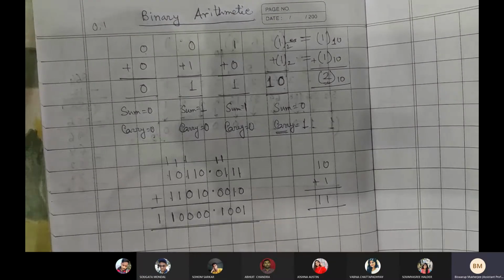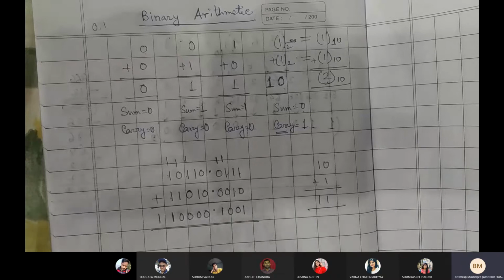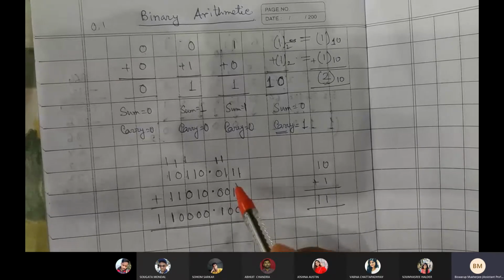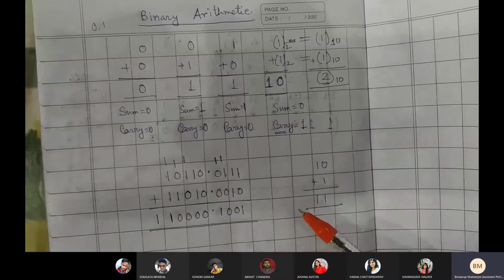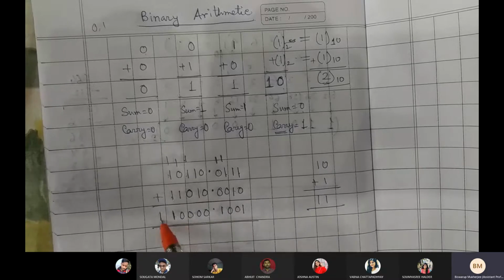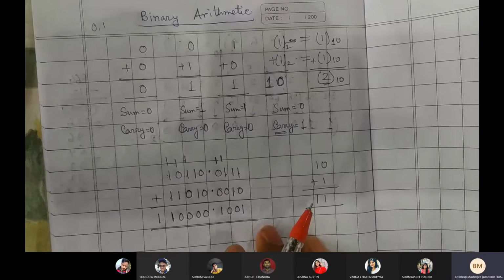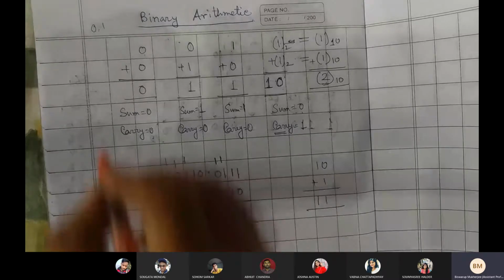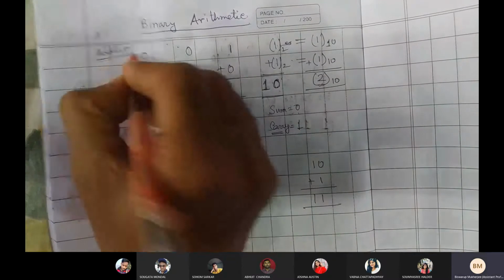If you know the basic operation of simple addition, you can also perform this one, except that here the number is binary, meaning 1 plus 1 will be 10. 10 means there will be a carryover. And 1 plus 1 plus 1 will give you 11. That means sum 1, carry 1, right? So that is about addition.